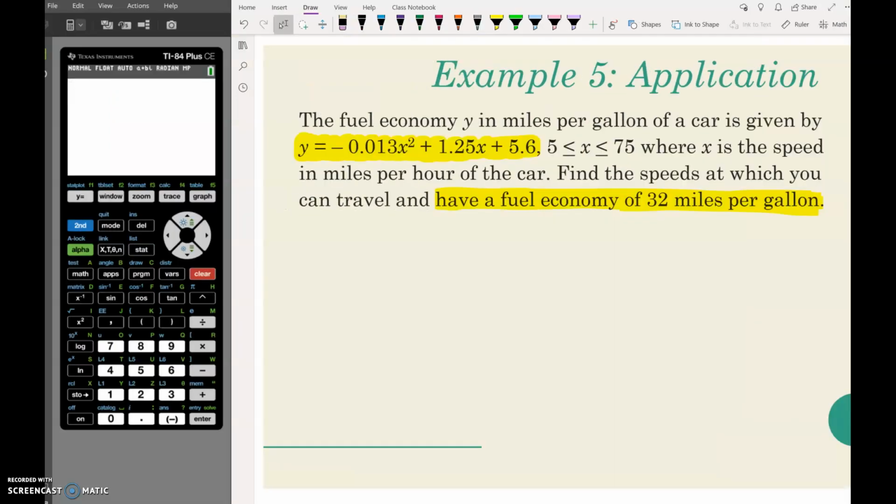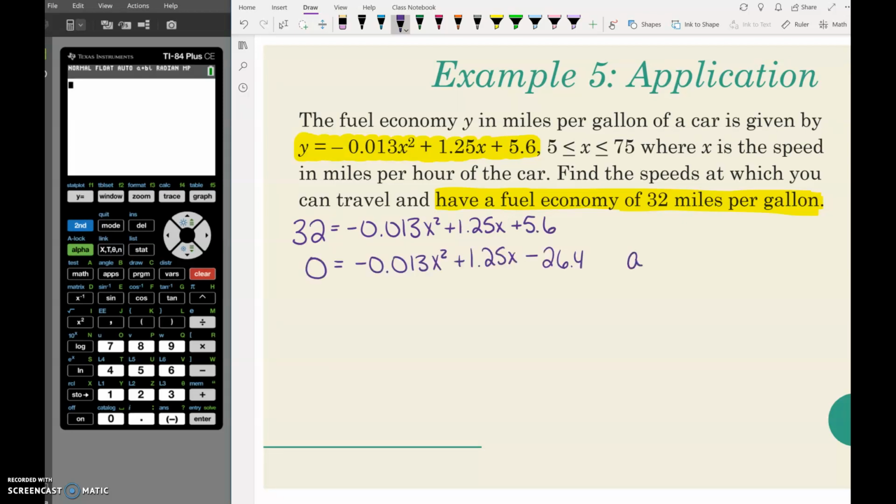The fuel economy y in miles per gallon of a car is given by y equals, and there's the formula, where x needs to be something between 5 and 75. x is the speed in miles per hour. Find the speeds at which you can travel and have a fuel economy of 32 miles per gallon. So they're telling us that y has to be 32. So the first thing that we're going to do is subtract 32 from both sides.